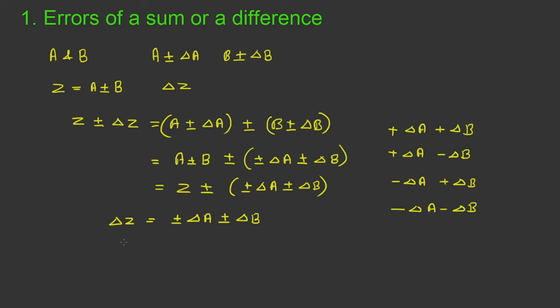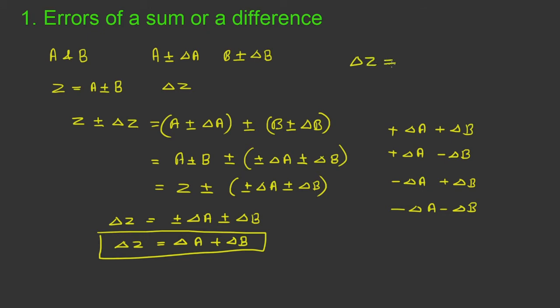The maximum value of absolute error is equal to delta A plus delta B. So, I got an equation for the combination of errors for a sum or a difference. So, what is the rule? The rule is, the absolute error in the final result is the sum of the absolute errors in the individual quantities.